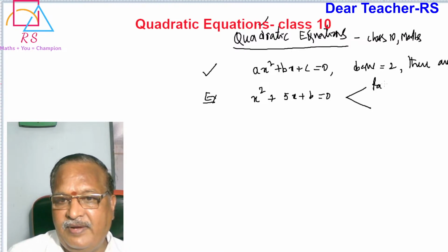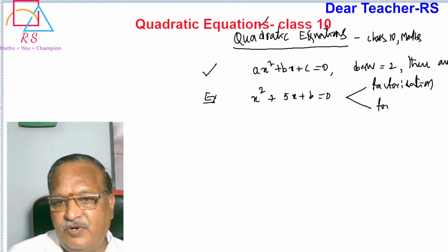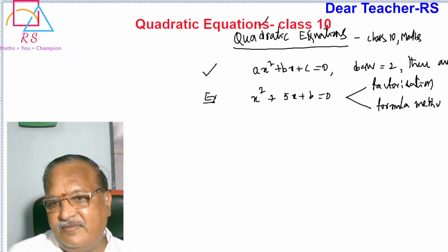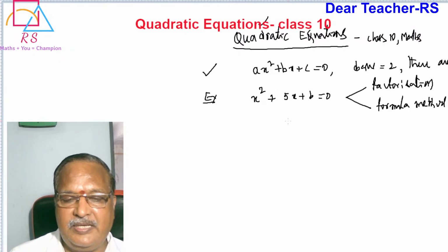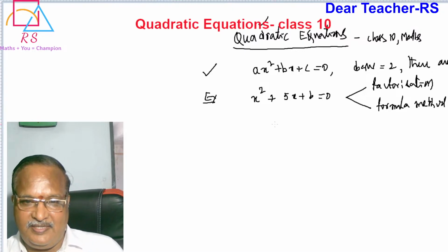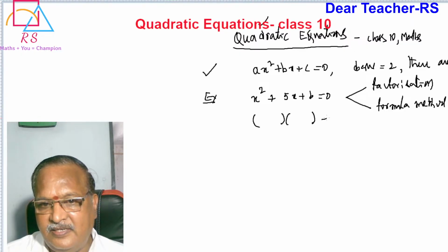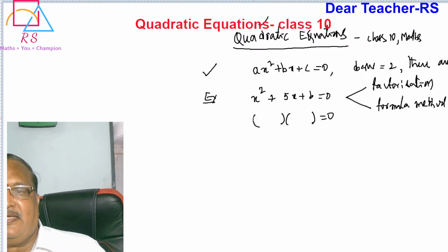In one method, factorization method. Second method is formula method. Formula method was there previously. Now it is removed. You have only factorization method, because we can find out 0 for a linear equation easily. So this you have to express as two linear factors, and then you will get the solution.